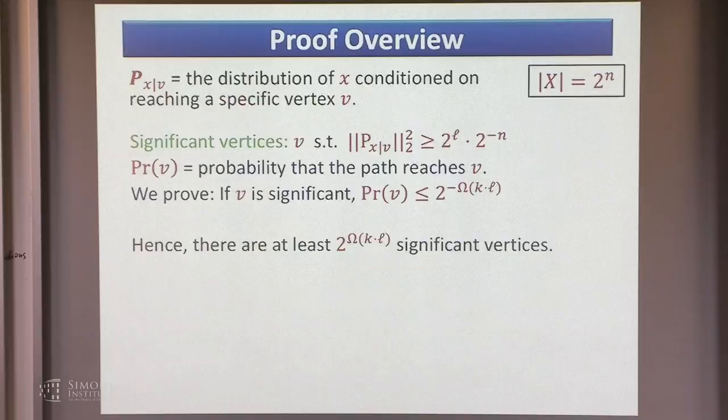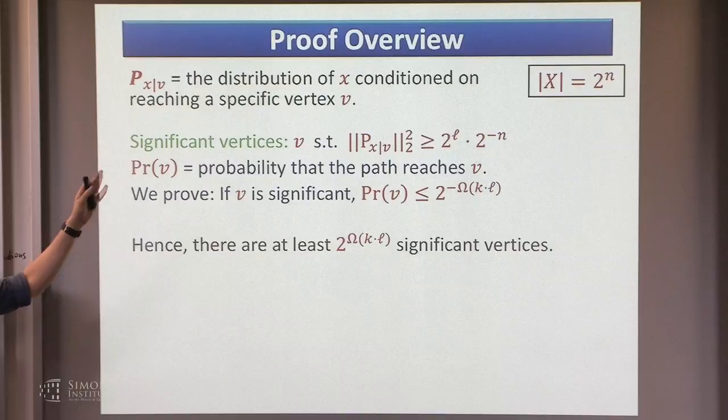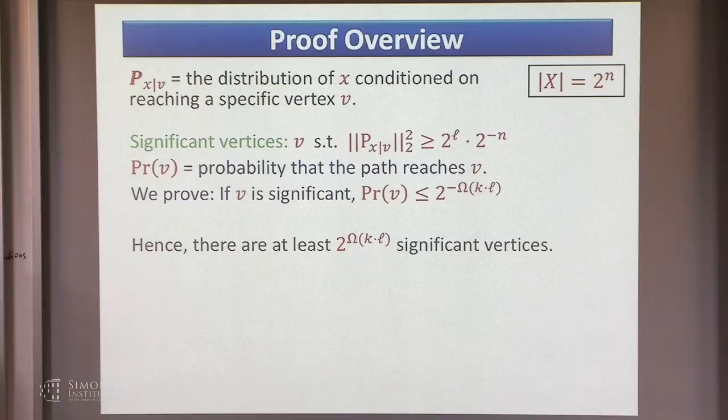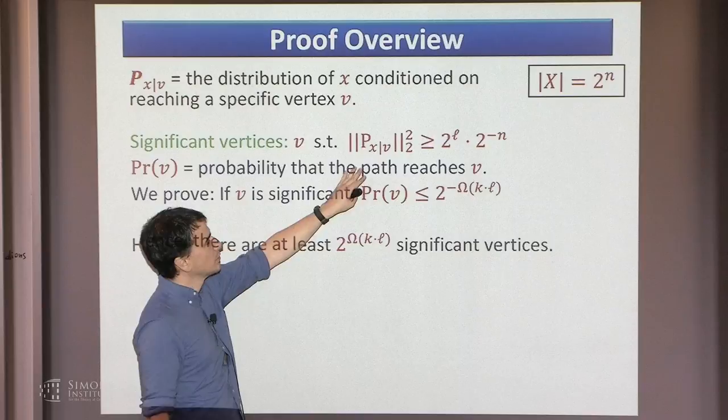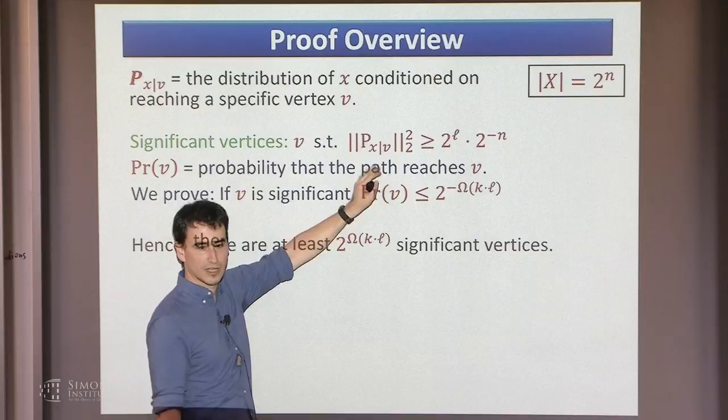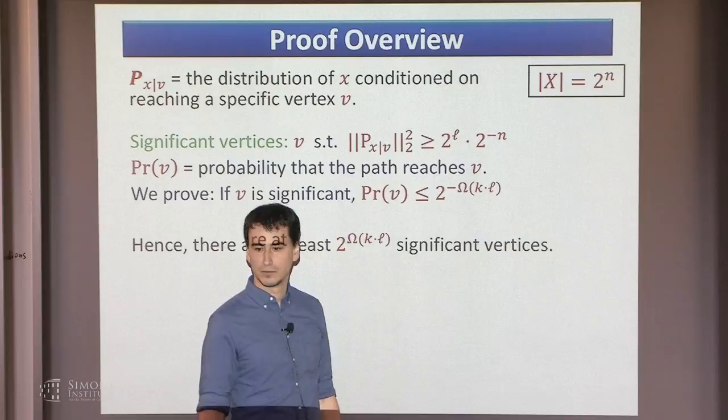Okay, so again, we look at this distribution of X conditioned on V. And again, we will do this union bound. We will look at a particular vertex V that we'll call a significant vertex. How do we define a significant vertex? Previously, we talked about vertices that remember K equations. Now we don't have equations anymore, so we need to somehow do it only with respect to this distribution. So what we want is for the L2 norm of this distribution to be big. The L2 norm of the uniform distribution is exponentially small in N. We want it to be 2 to the L bigger than that.